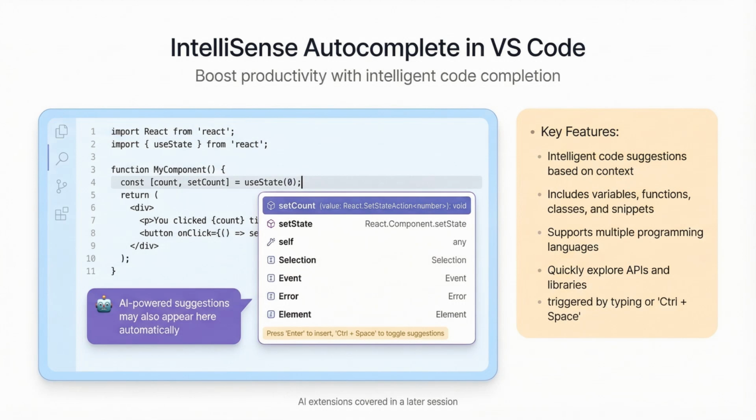Now, you might notice that sometimes suggestions appear even without pressing anything. That's because modern VS Code versions and AI-powered extensions like GitHub Copilot have been integrated directly into the editor. If you see date completions or smart predictions appearing on their own, that's AI at work. We'll cover those tools in a later session. For now, just know that Ctrl+space is your manual trigger for suggestions.